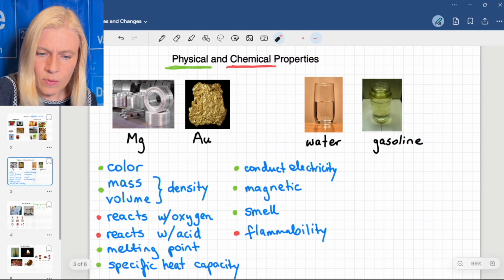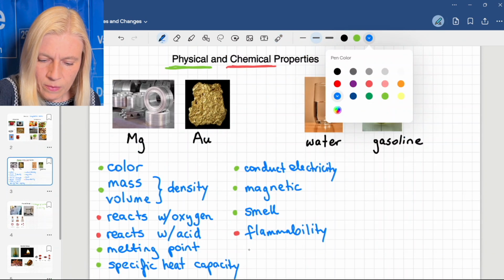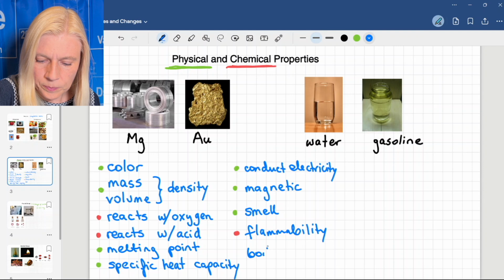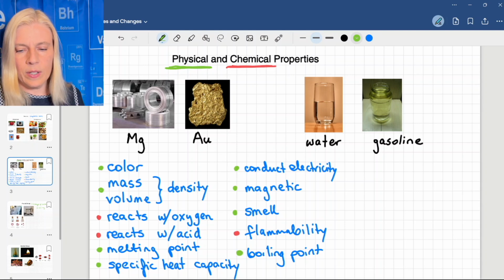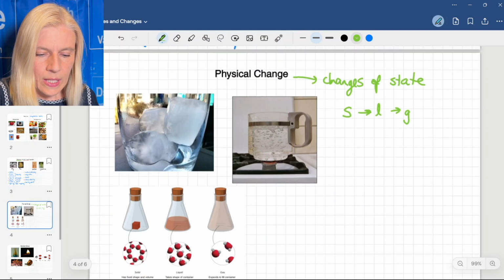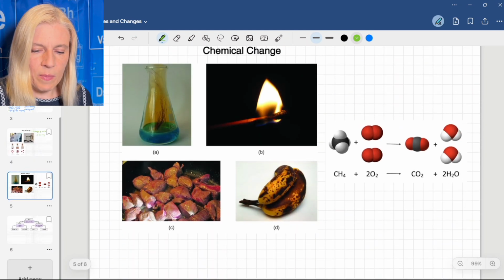Actually, I forgot to quickly mention boiling point. Of course, I can see what the boiling point is. It will be different, and this will be my physical property. There we go. Okay, so physical changes, spacing. Let's go to chemical changes.